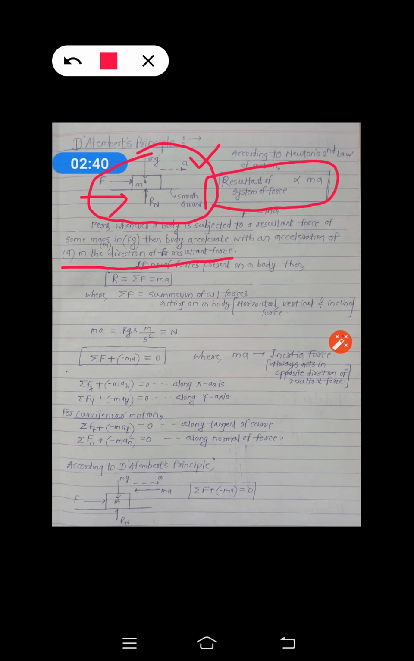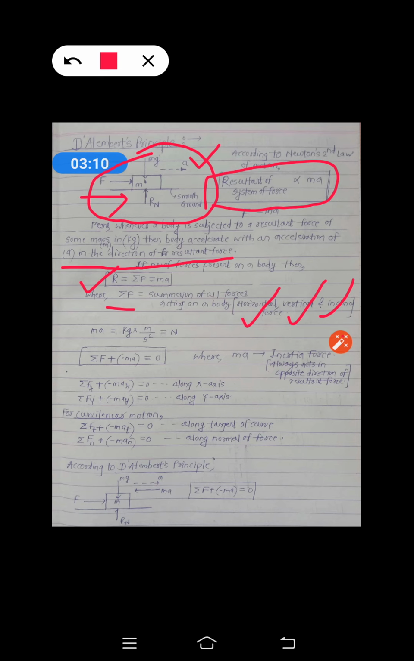Now see, R is equal to summation of f of x is equal to ma. So what is summation of f of x? Summation of all the forces acting on the body, either horizontal force, vertical force or inclined force. You take summation of all those forces and equate it to mass into acceleration.